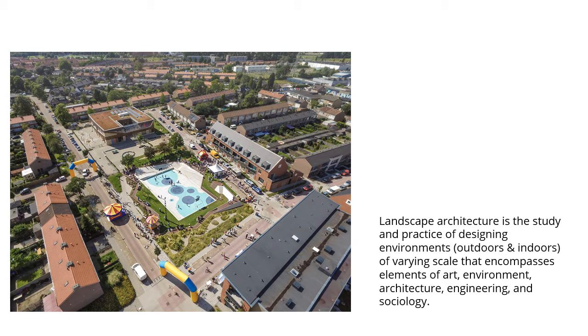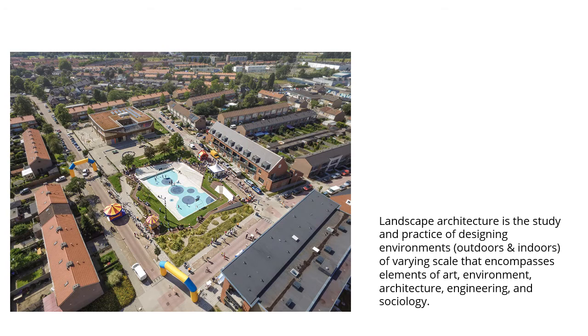Now, if we define the landscape, we can say landscape architecture is the study and practice of designing environments, outdoor and indoors, of varying scale that encompasses elements of art, environment, architecture, engineering, and sociology. So, this is the perfect blend of all these disciplines. If you want to design a true landscape, you have to include human behavior, which comes in sociology, how we can connect with people, giving the space for interaction and a welcoming and inviting space around the houses, around the locality.